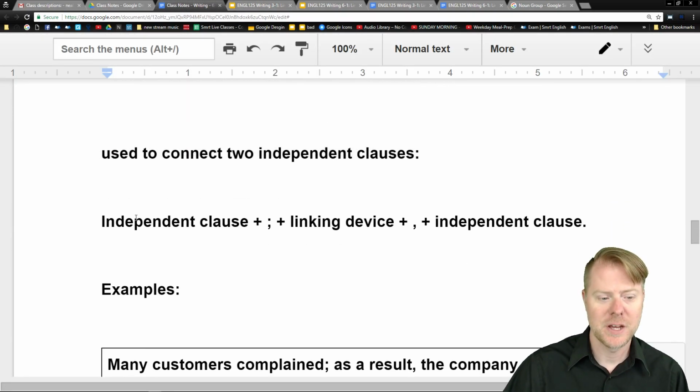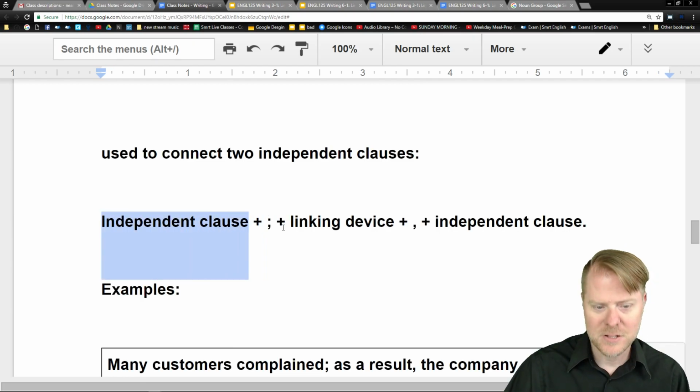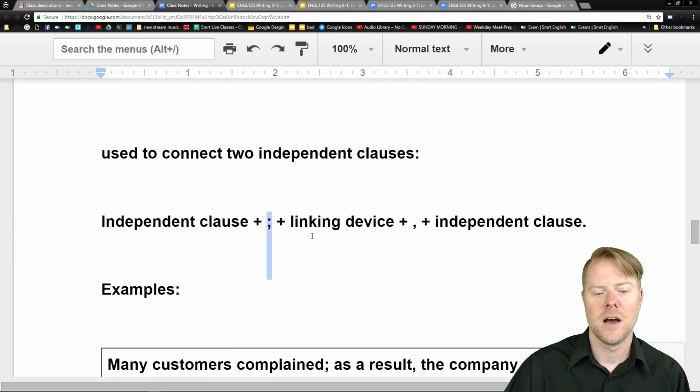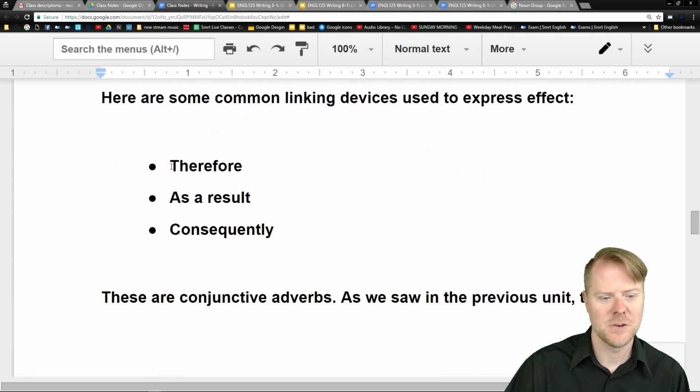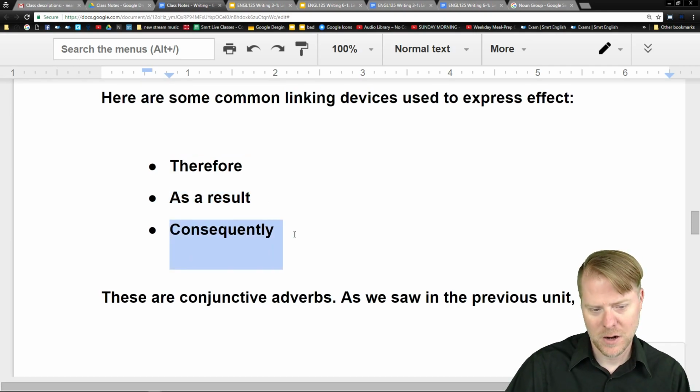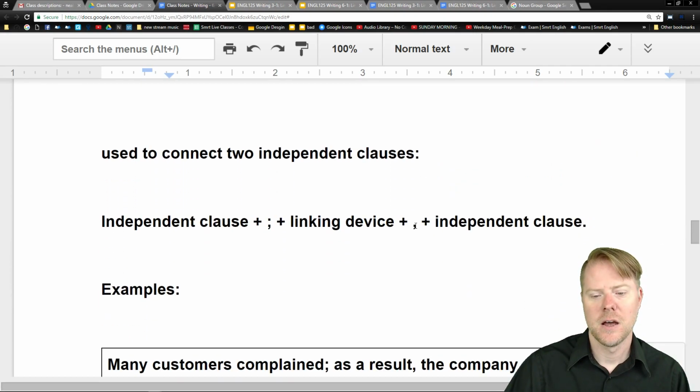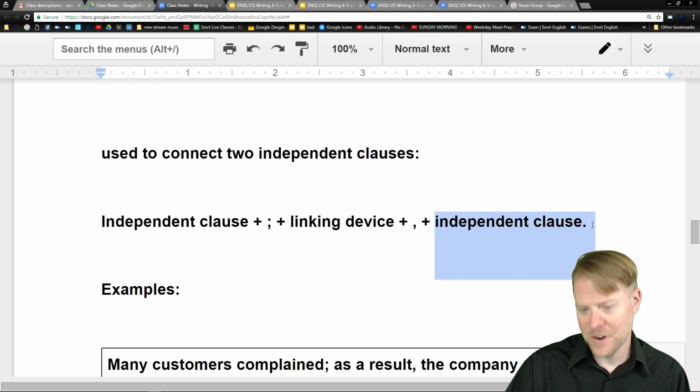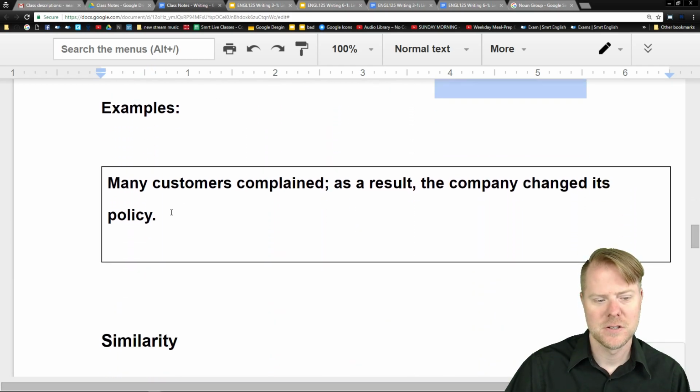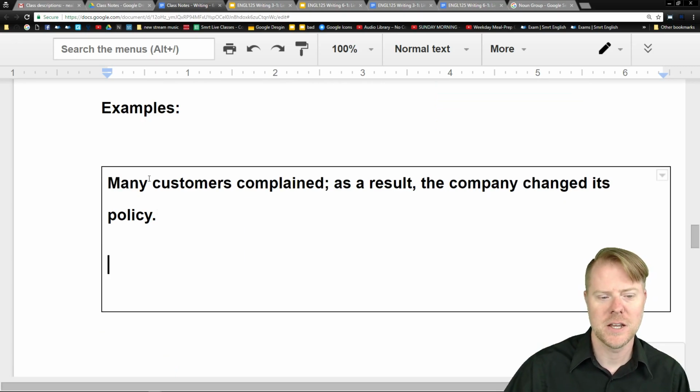So when we write these, we're going to need an independent clause, then a semicolon, then our linking device, which in this case for effect is going to be therefore, or we can use as a result or consequently, and then a comma, and then another independent clause. So that example, once again: many customers complained. We have subject, many customers, then we have verb, complained, then semicolon.